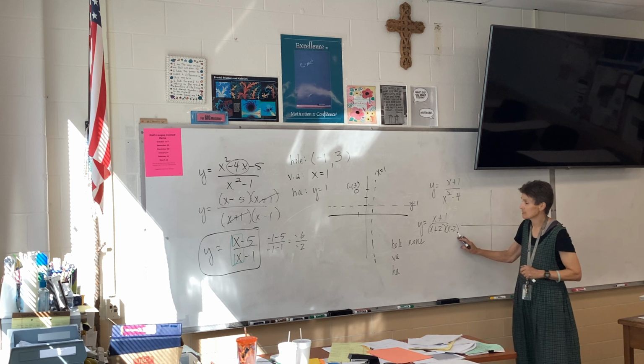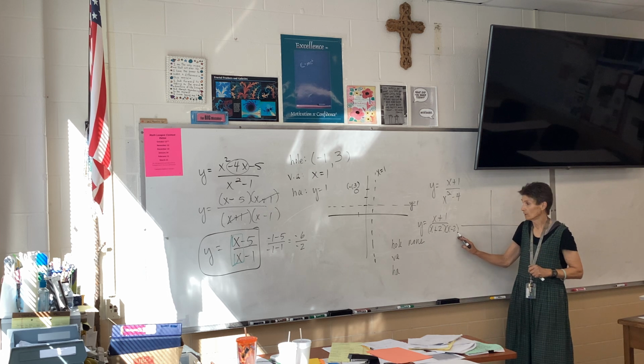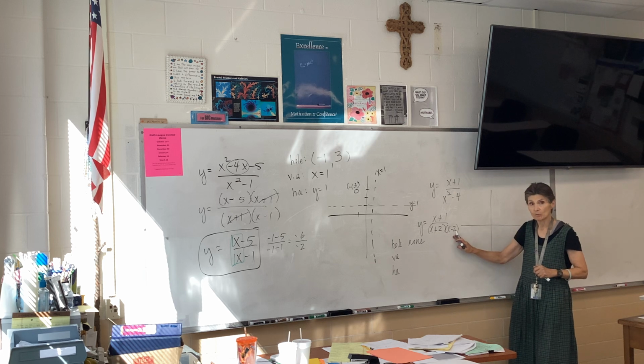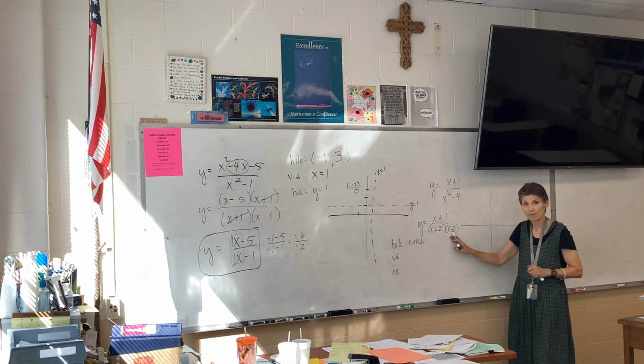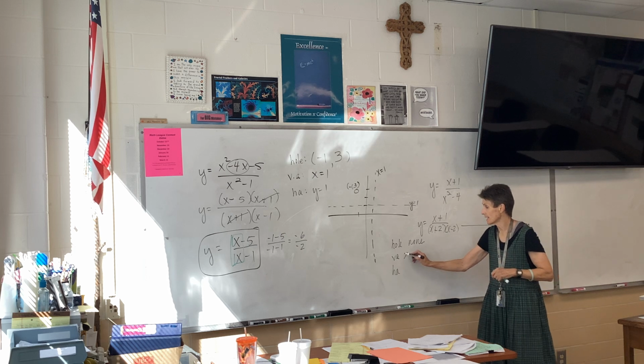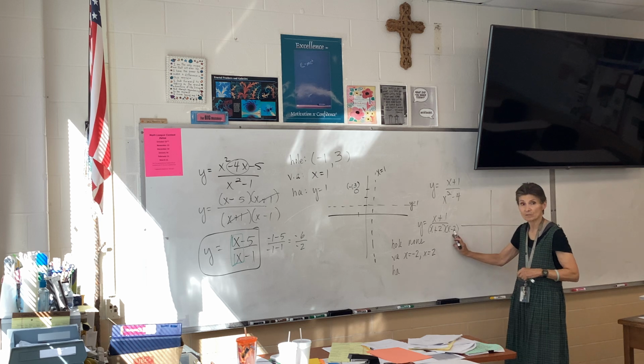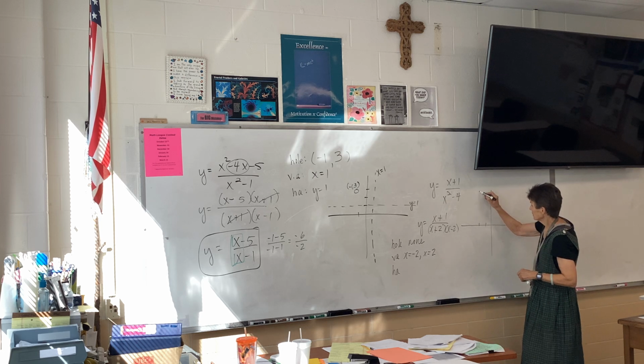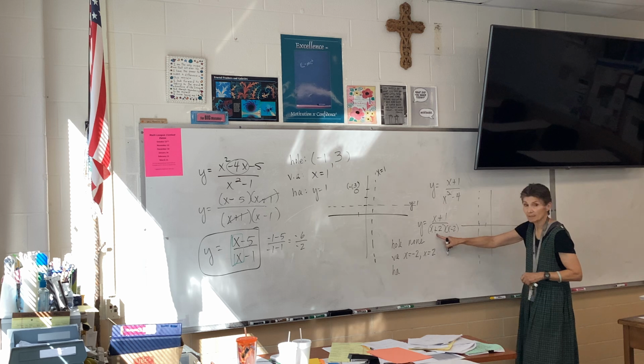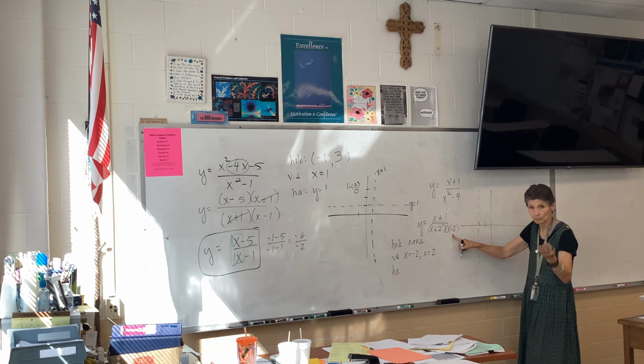How about vertical asymptotes? Well, look, now I'm going to have 2 of them. Remember, vertical asymptotes come from the bottom. So I'm going to have a vertical asymptote at x equals -2 and x equals +2. Opposite would be -2, opposite would be +2.